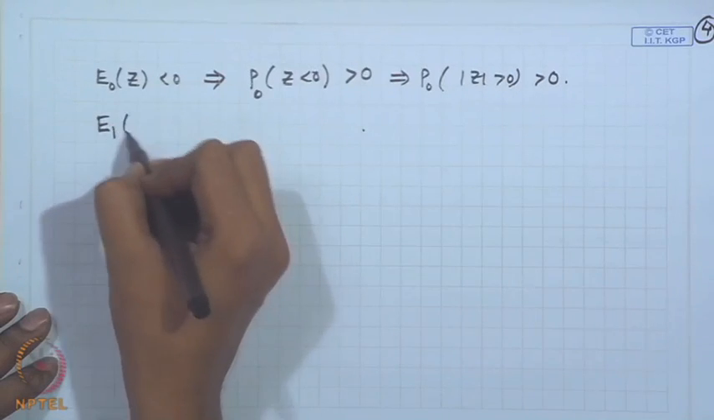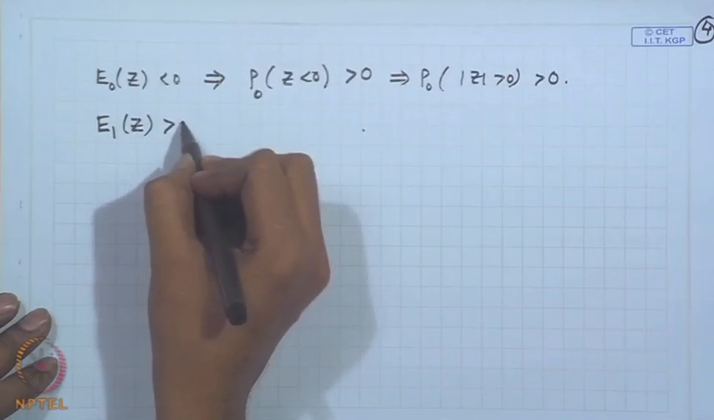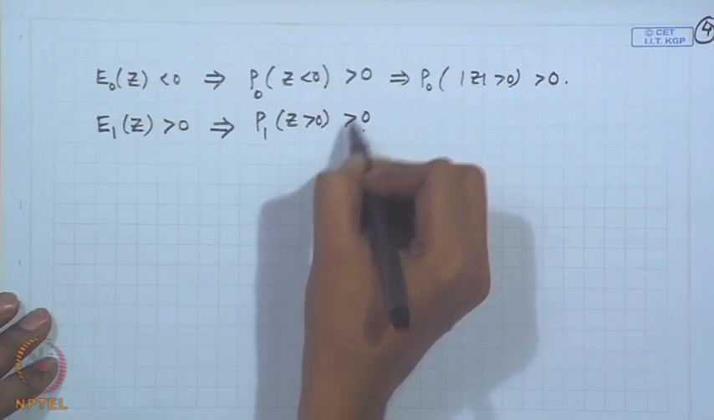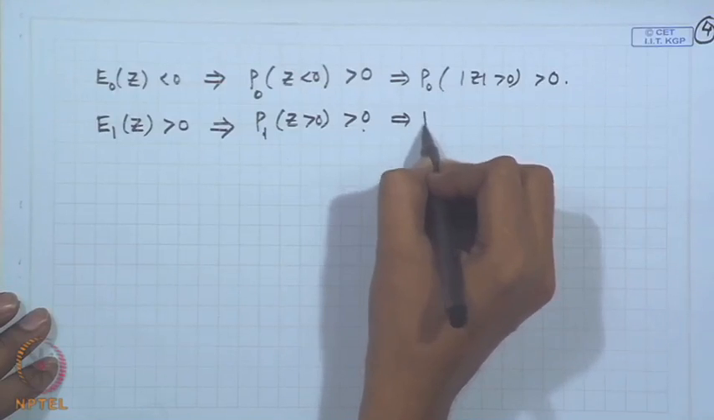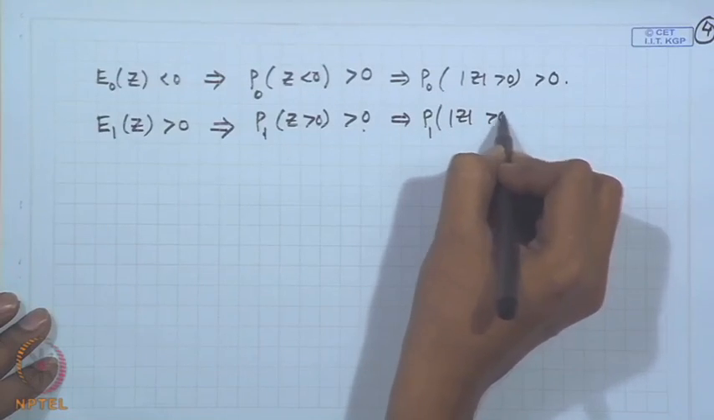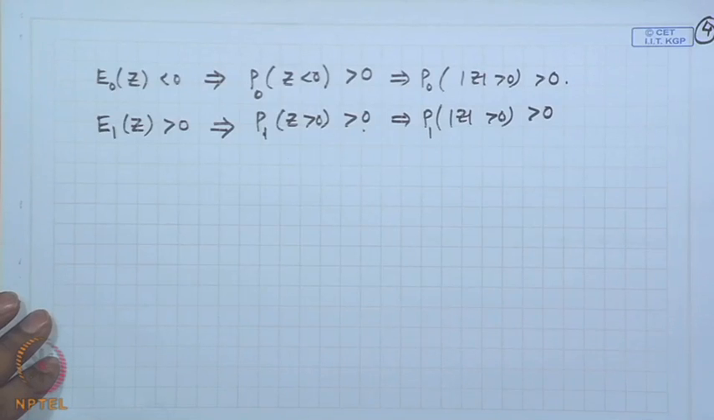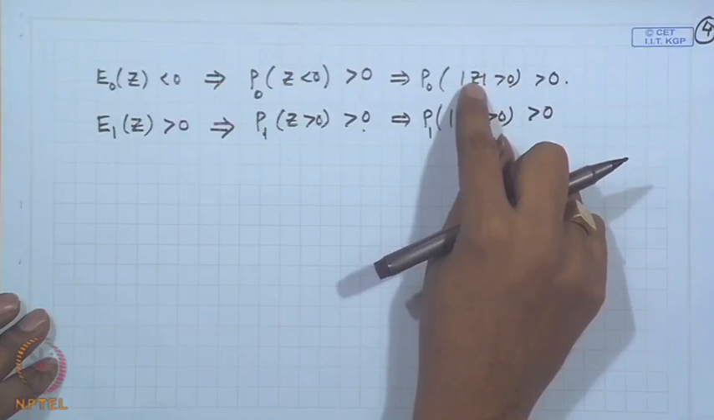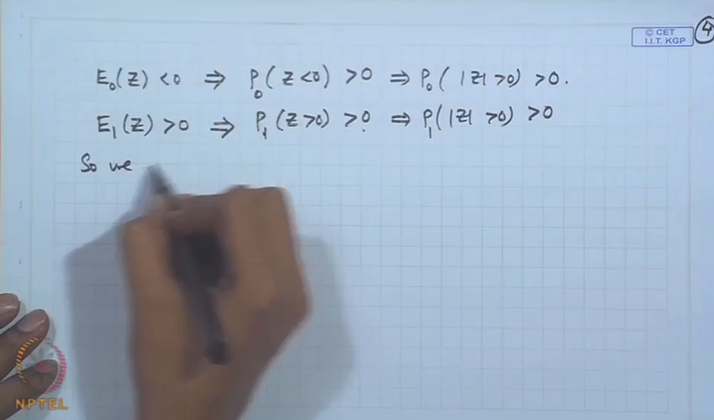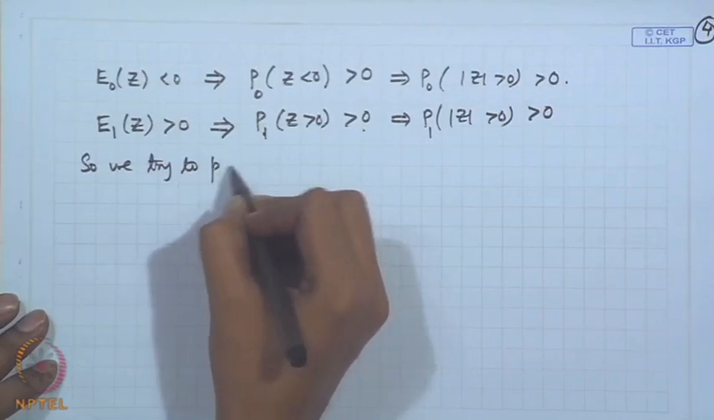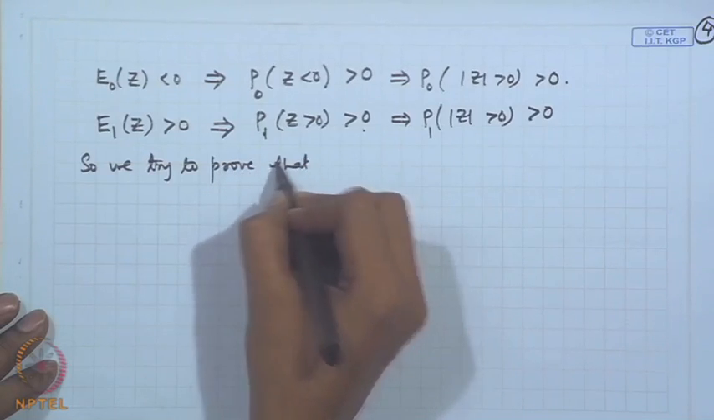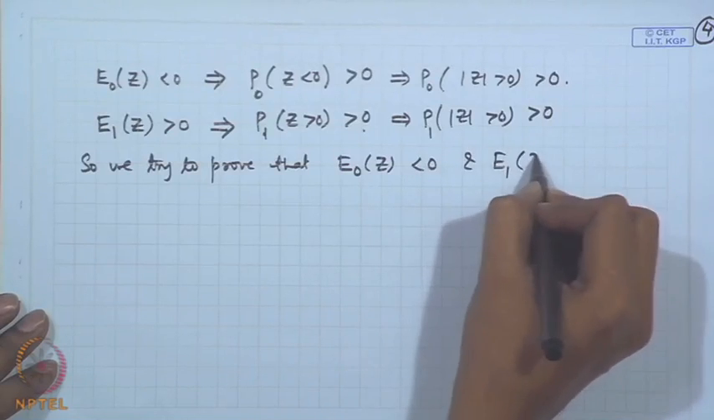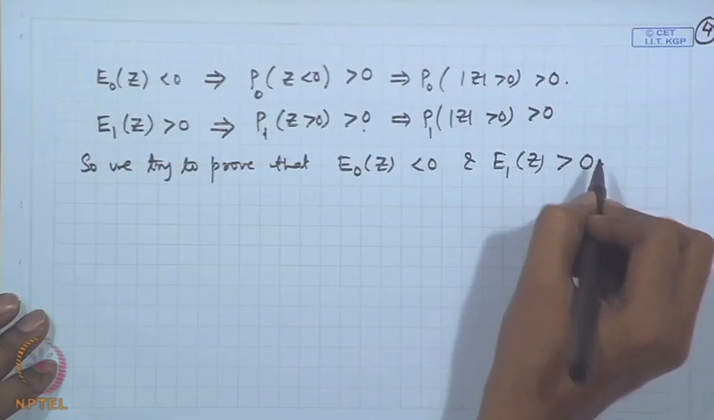Similarly, if I consider expectation of z under H 1 to be positive, then certainly this will imply that probability of z greater than 0 under H 1 must be positive. That means, probability of modulus z greater than 0 is greater than 0. That means, these are two sufficient conditions for these statements. So, we must prove that expectation of z under H naught is less than 0 and expectation of z under H 1 is greater than 0.